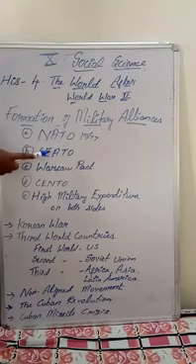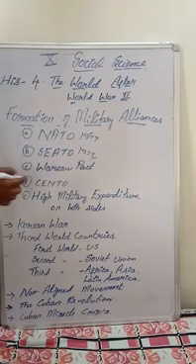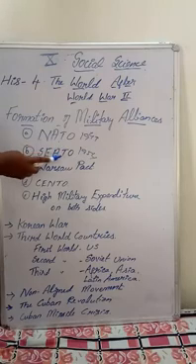Next we will see SEATO. It was started in the year 1954. This means the Southeast Asia Treaty Organization. It is for the collective security of countries in Southeast Asia, and it was signed by the countries of US, France, England, New Zealand, Australia, Philippines, Thailand, and also Pakistan.